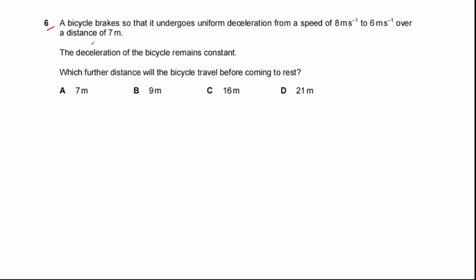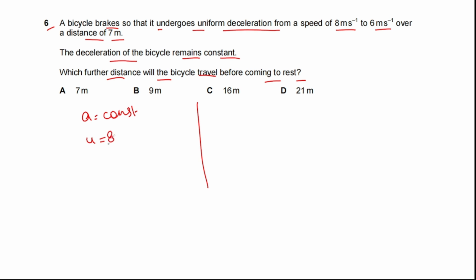Question number 6. A bicycle brakes so that it undergoes uniform deceleration from a speed of 8 meters per second to 6 meters per second over a distance of 7 meters. The deceleration of the bicycle remains constant. Which further distance will the bicycle travel before coming to rest? So we can split the question into two. First, the uniform acceleration. So the acceleration is a constant value, and the initial velocity is 8 and the final velocity is 6, and the distance it has traveled is 7. So meter per second, and it is meters.